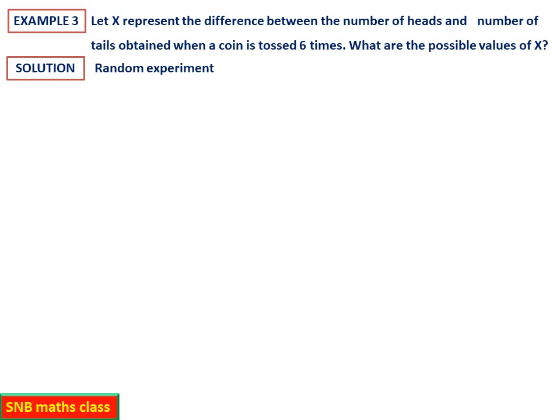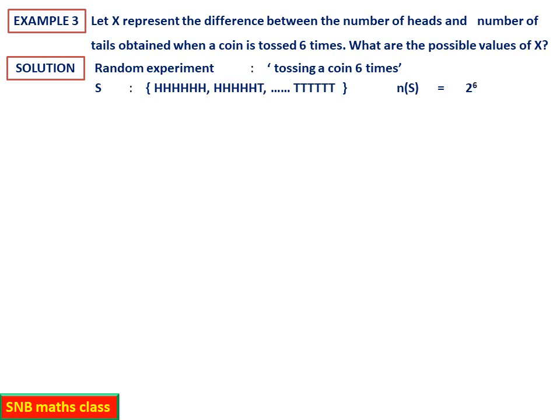So here, solution: the random experiment is tossing a coin 6 times. So S will be, I'm just showing a few things. All can be H, all the 6 times H only. So H, H, H, H, H, H, like that. Then 5H and 1T, like that you have to continue. Then T, T, T, all the 6 times T. So now, very important is what is n(S). So it is 2 power 6, that is 64.